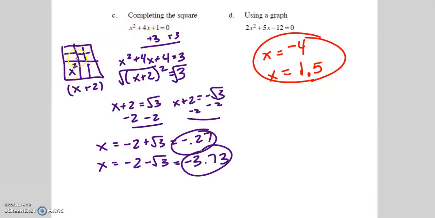I would split the 4 and have 2 and 2 on each side. And then I would be looking for 4 units to complete the square. So I need this number here, the C value, to be a 4. So I'm going to add 3 to both sides.